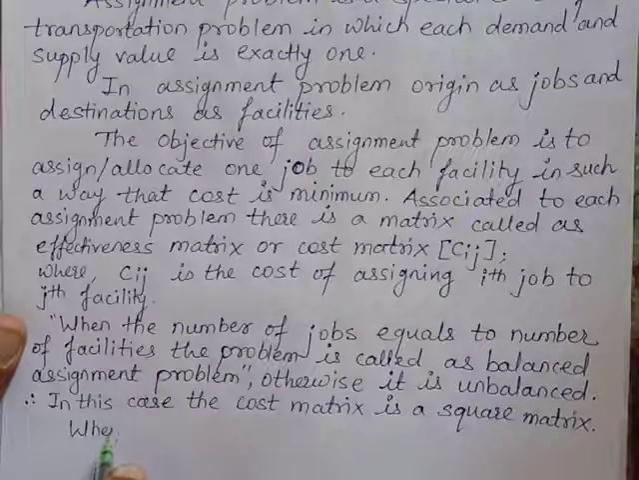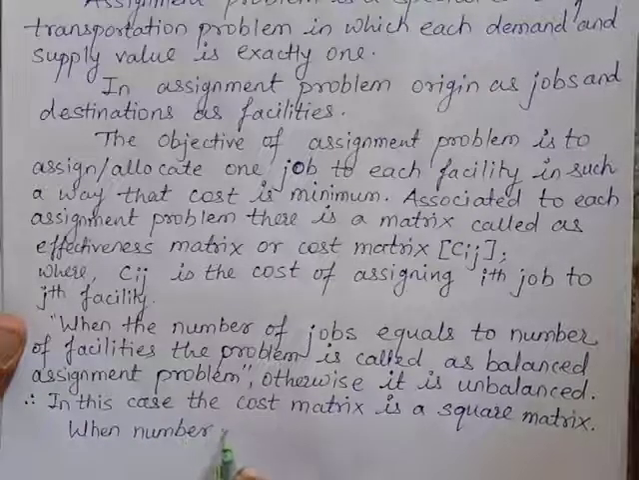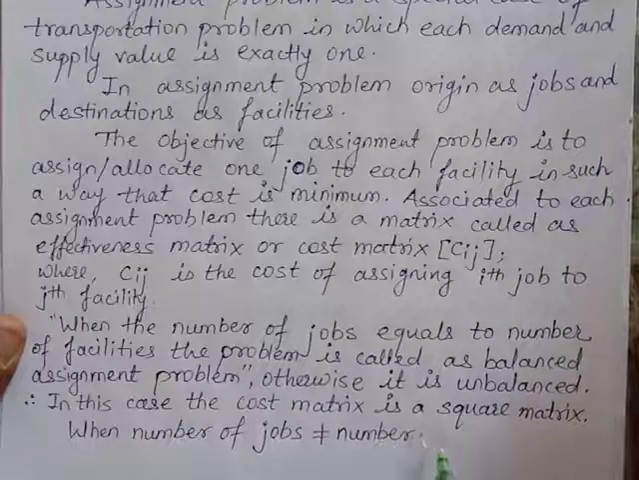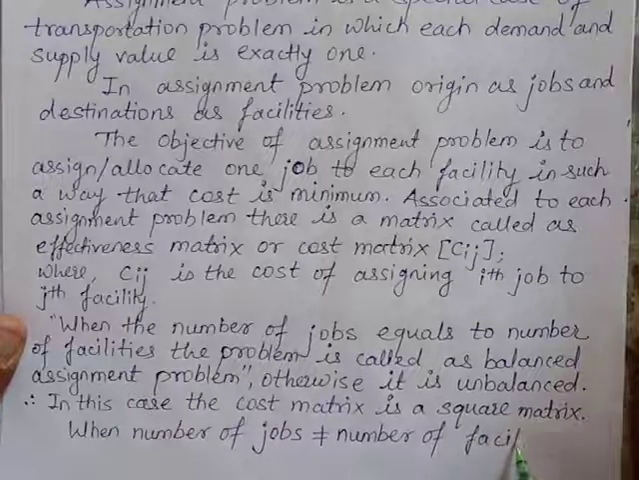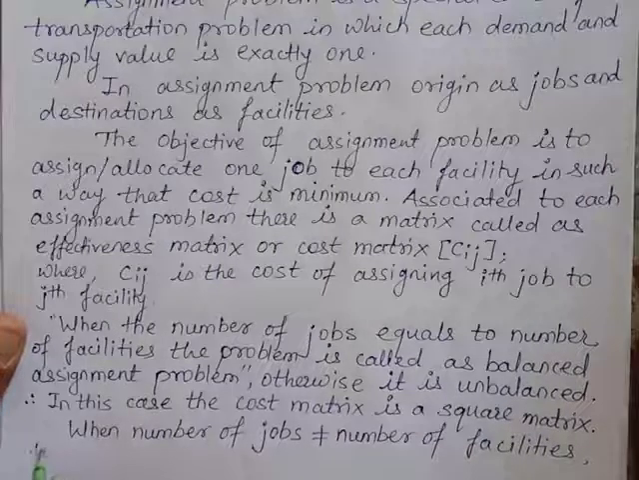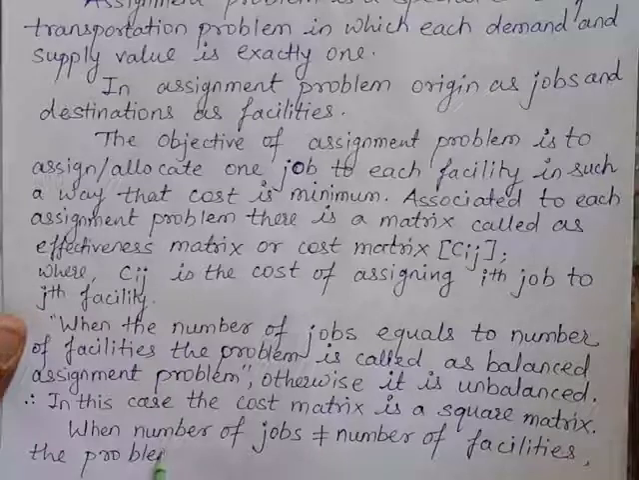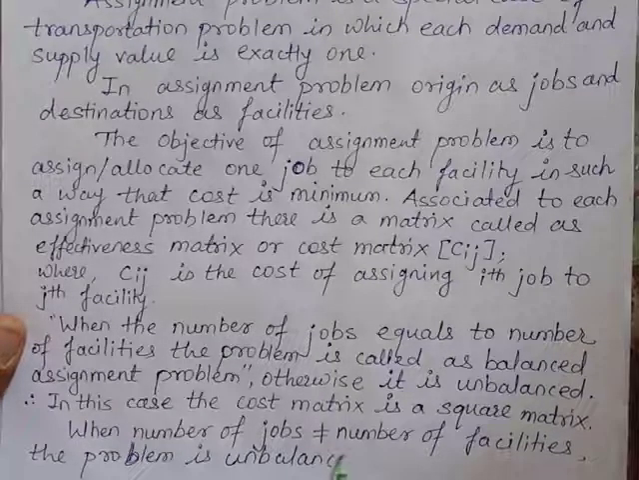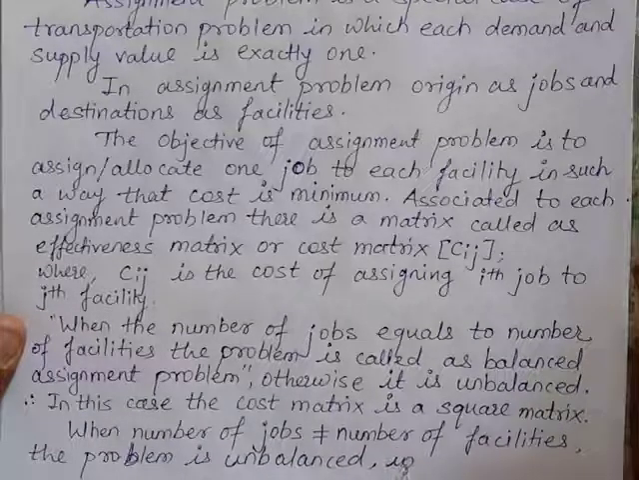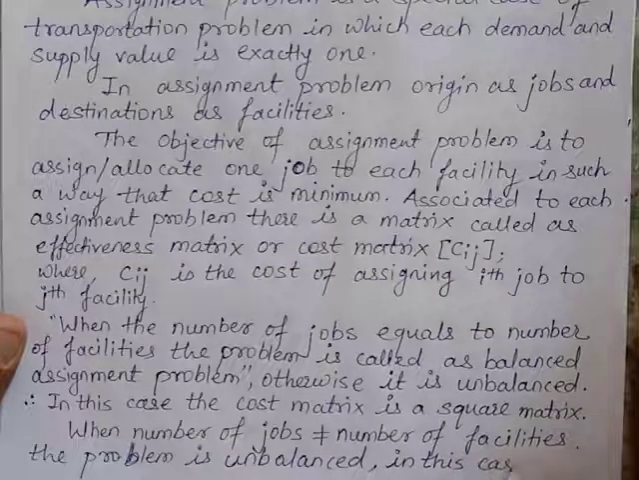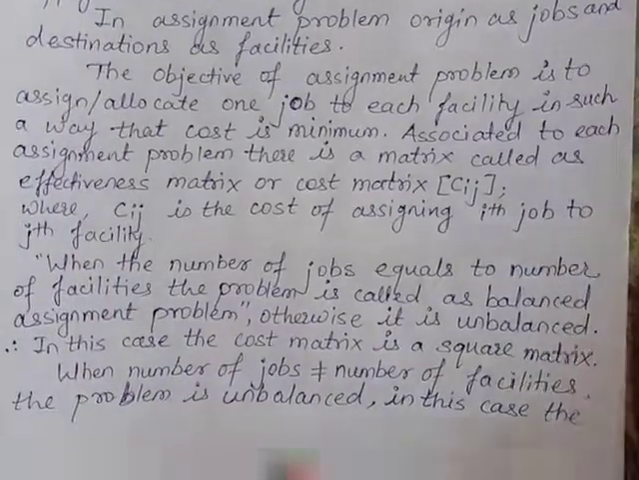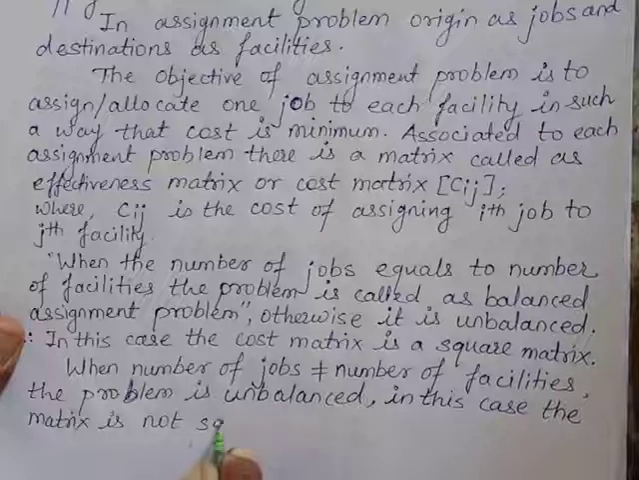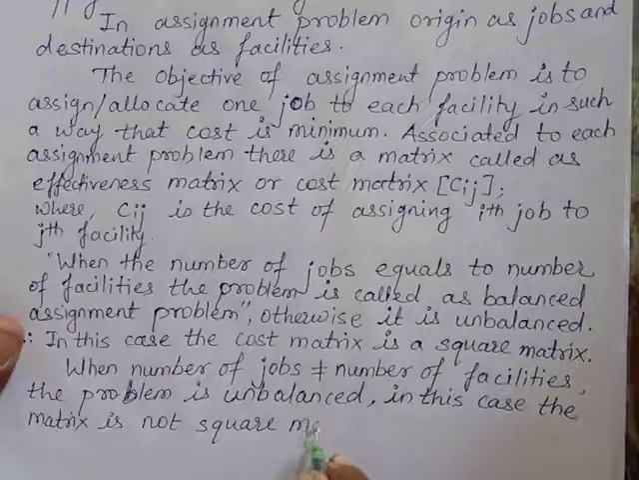When the number of jobs is not equal to the number of facilities, the problem is unbalanced. In this case, the matrix is not a square matrix.